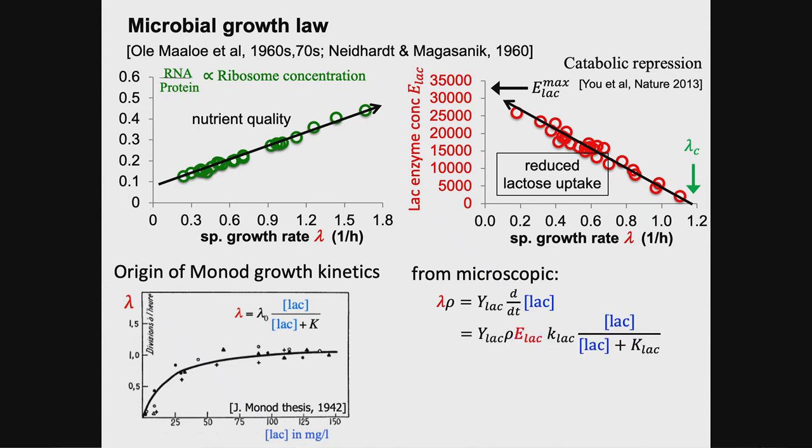And then you can expand this and say the enzyme that takes up lactose can be described by Michaelis-Menten kinetics. So this will be the lactose dependence, and then you multiply by the enzyme concentration that's expressed, multiply by the cell density, then you get the uptake of the entire cell. So that's the first layer view of the system.